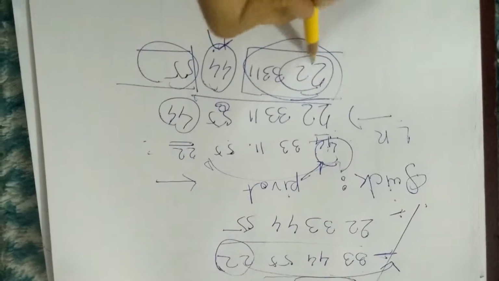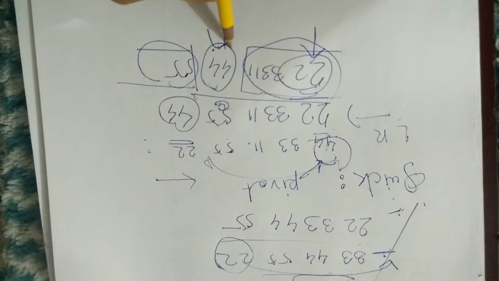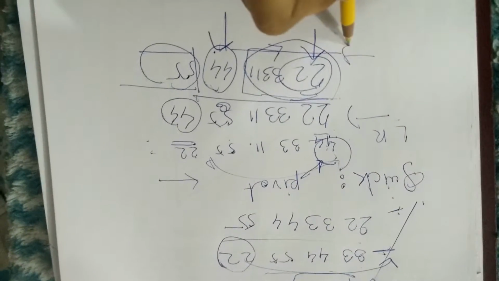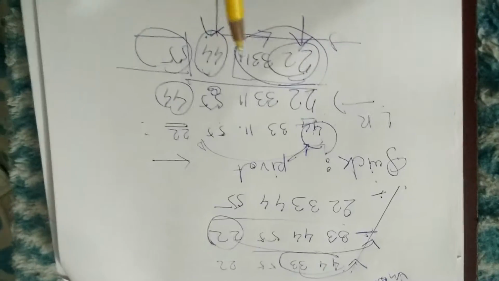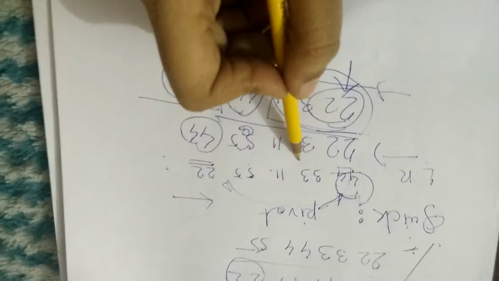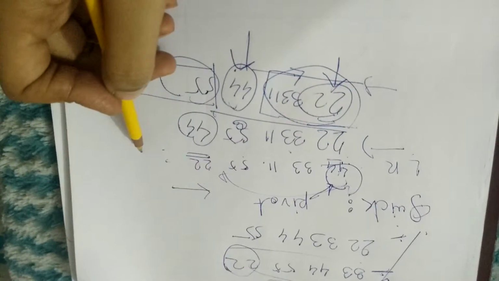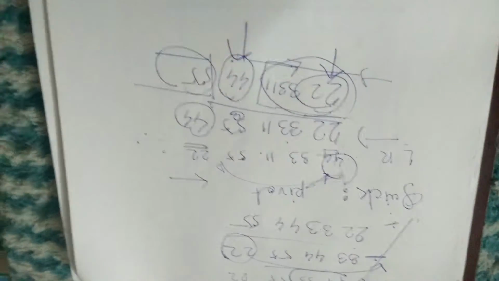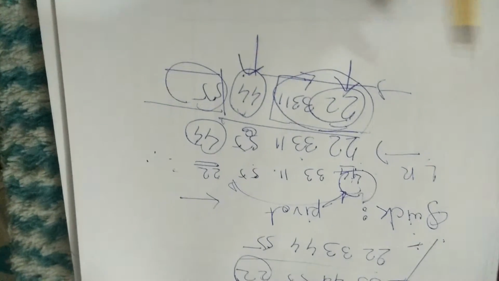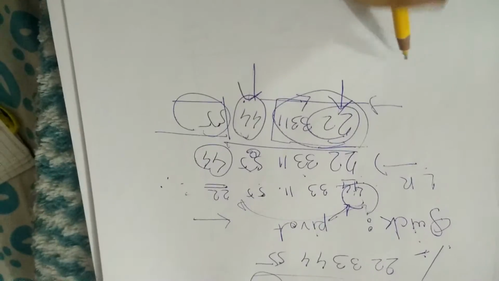Again we will consider 22 as a pivot element, and we will go from left to right and right to left, and so on. The worst case complexity of quick sort is order of n square, and the average case is n log n.